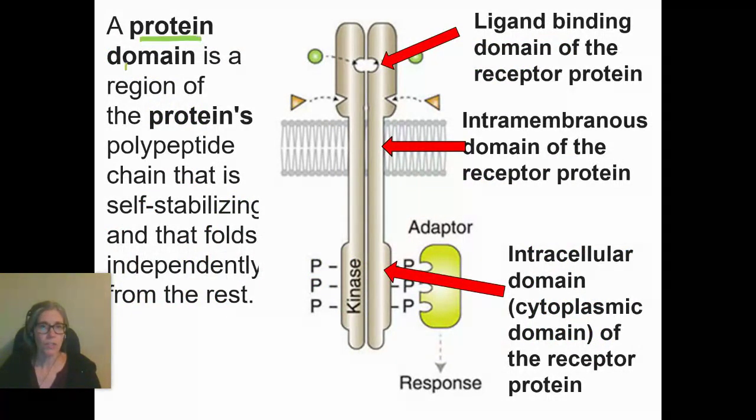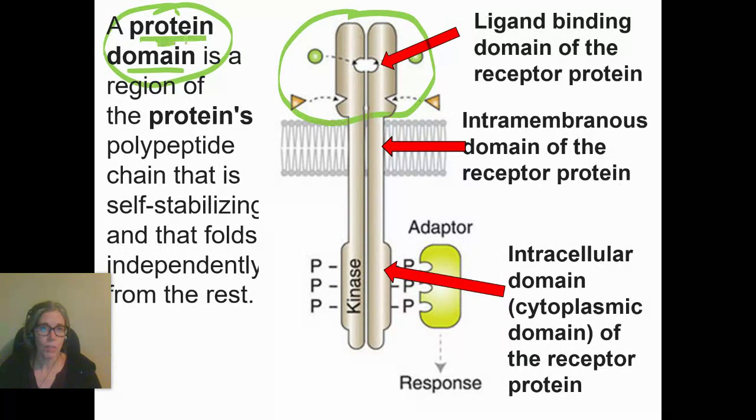A protein's domain is a region of a protein's polypeptide chain that's self-stabilizing and folds independently from the rest. So we're going to use this term protein domain. So here's a protein. This is a receptor tyrosine kinase, which we'll talk about in a little bit. But what is the same about all the different receptors on the cell surface? Well, they have a part of them that's on the outside.